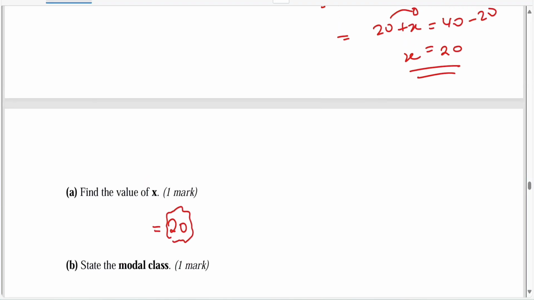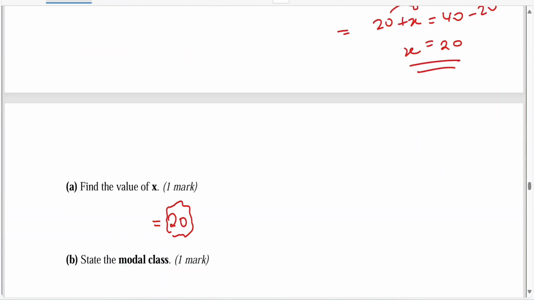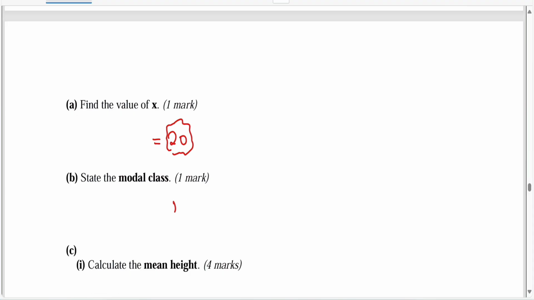State the modal class. The modal class is the one which has the largest frequency. And the one which has the largest frequency, if you look at it, which is it? It is 160 to 169. See, we're together. We're alert. Okay, Roman 1, calculate the mean height.